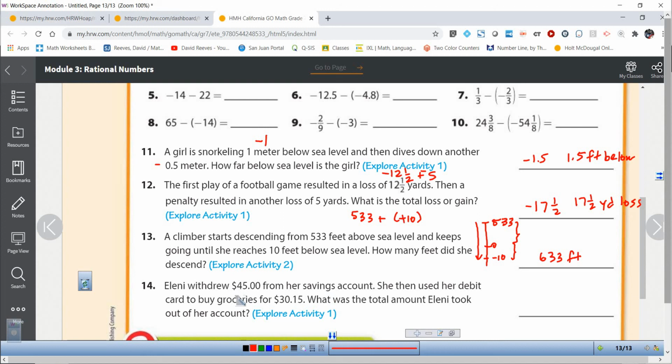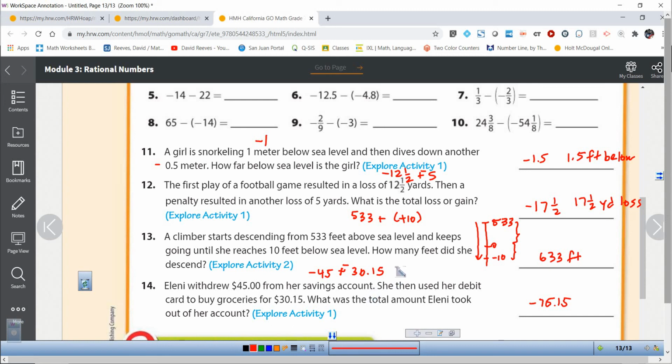All right, last problem. Elena withdrew $45 from her savings account. So that's going to be a negative 45, right? She then used her debit card to buy groceries for $30.15. So we're going to subtract another $30.15. What was the total that she took out of her account? Well, subtracting that $30.15 is the same as adding a negative. So we had a negative 45 to start off with. We have another negative 30.15, and what do we get? We get negative 75.15.